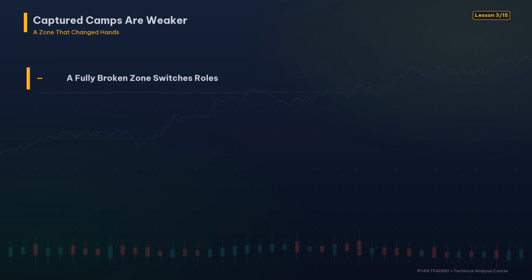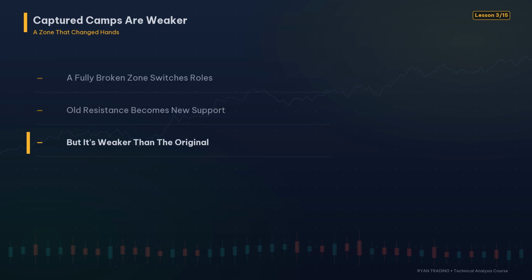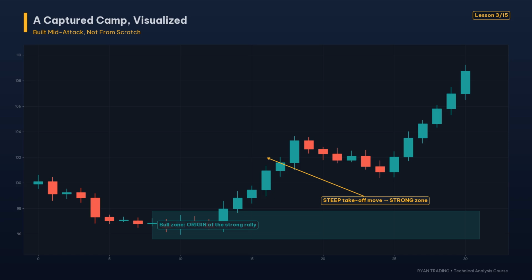When a zone gets fully broken, it switches roles for the next visit. Old resistance becomes new support or the reverse. But it's weaker than an original zone. This old bear zone, once fully broken by bulls, becomes a new bull zone. But since it formed mid-attack, it holds far less strength.